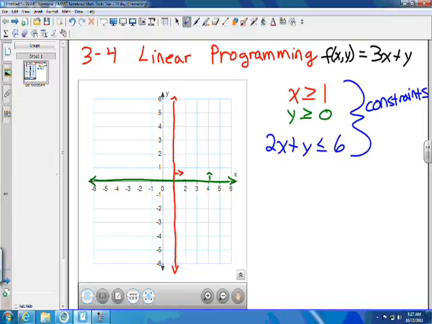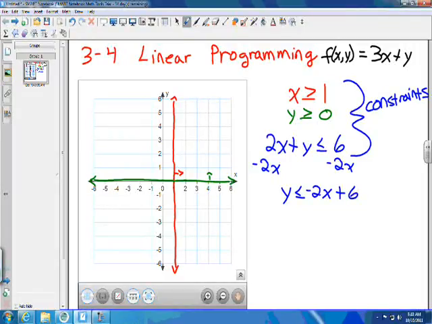What do we need to do first in order to get that one graphed? What would you be doing by moving your x? What are you trying to do? Getting y by itself. Yeah, solve for y. So we would have to subtract the 2x. So y is less than or equal to negative 2x plus 6.